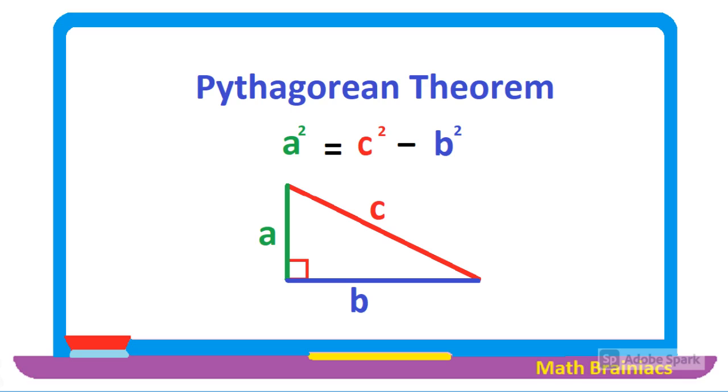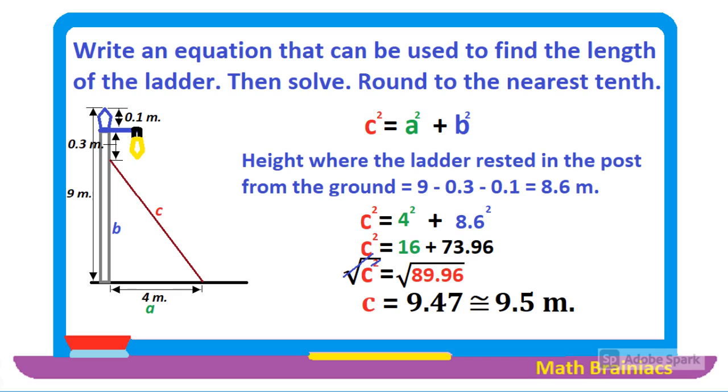However, if you're going to find the length of the shortest side of the right triangle, it will give you a squared is equal to c squared minus b squared. Likewise, if you are going to find the length of the other leg of the triangle, it will give you b squared is equal to c squared minus a squared.